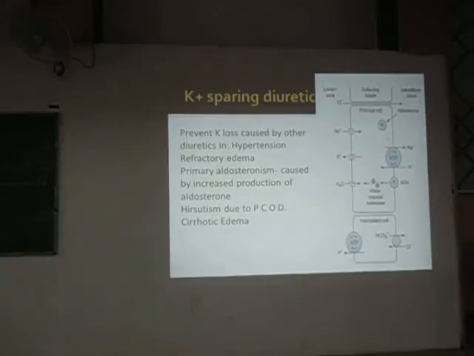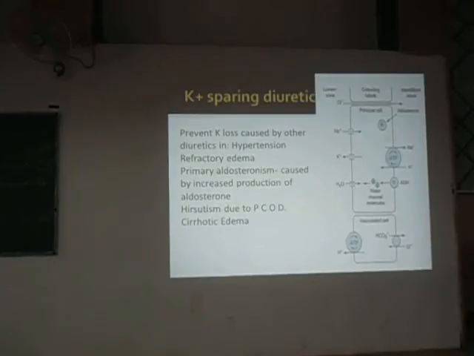Okay, these potassium sparing diuretics prevent the potassium loss caused by other diuretics in hypertension. For example, you are using a loop diuretic and a thiazide diuretic together, or then we can think of a diuretic which can prevent this. That means in combination with either a thiazide or a loop diuretic. Okay. In case of refractory edema, where the first line two drugs are not effective, you can go for this.